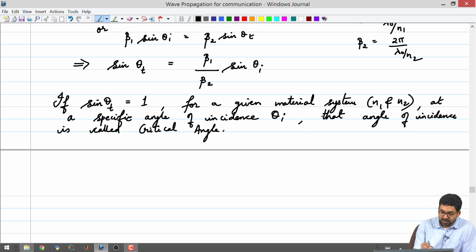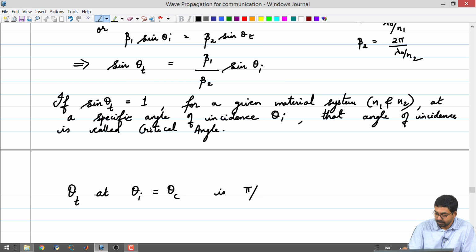Okay. So, this also implies that theta t, at theta I equal to theta c, is pi by 2 or 90 degrees with respect to the normal. You could also have, for example, theta I greater than this angle, and you would still notice that your theta t becomes very tough to define. You have to look at what happens to the transmission and reflection coefficients in these cases.